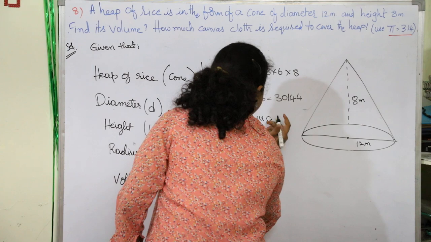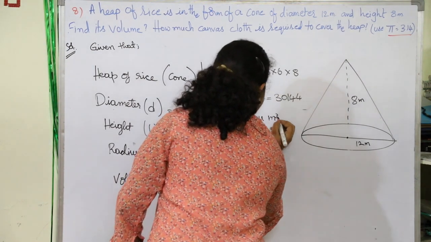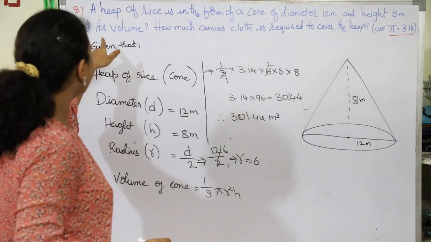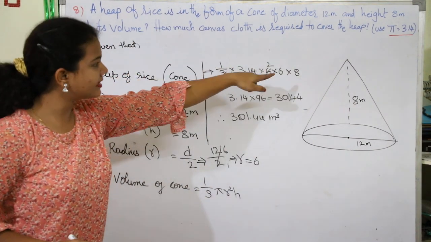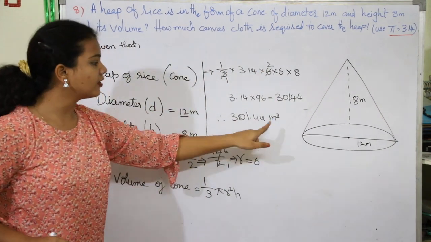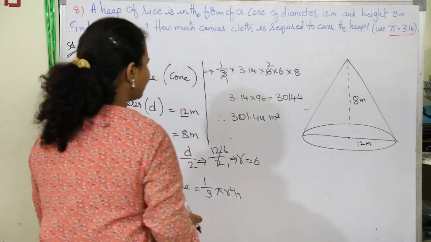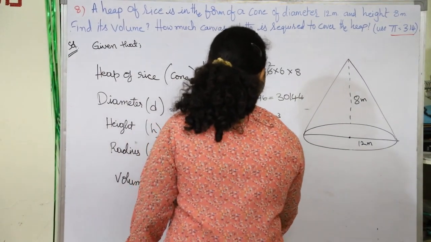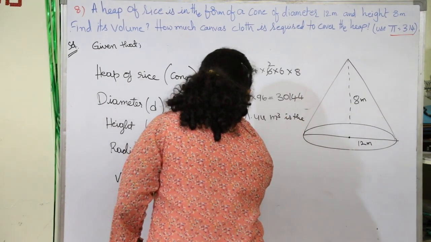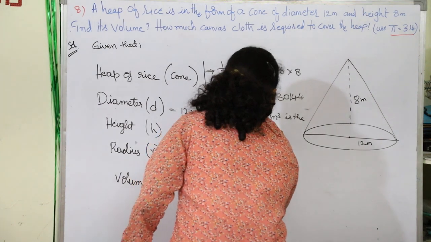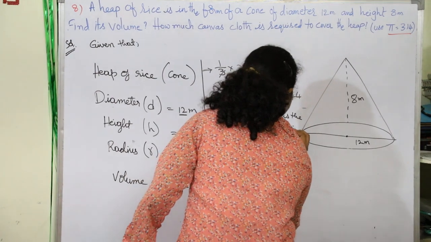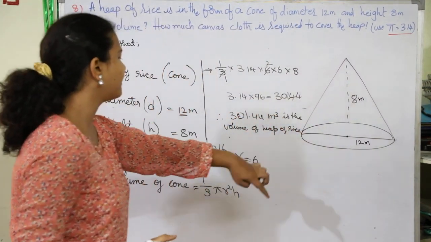301.44 meters square. So I can say that the volume of this heap of rice, with diameter 12 meters and height 8 meters, is 301.44 meters square. So let me write down 301.44 meters square is the volume of heap of the rice.